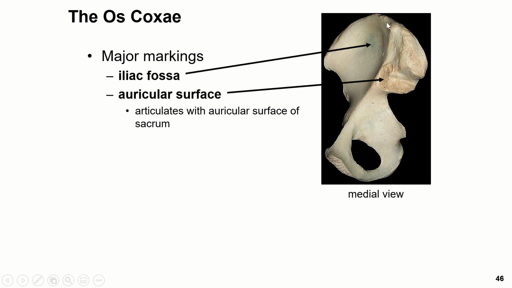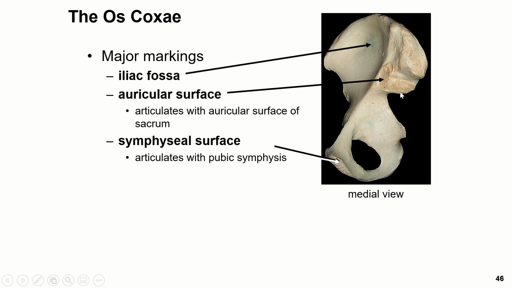So the posterior superior iliac spine is here. The posterior inferior iliac spine is here. The greater sciatic notch is here. And this whole surface of this bone is not visible when this is part of the pelvis, when it's articulated with the sacrum, because this whole thing is going to articulate with the sacrum.